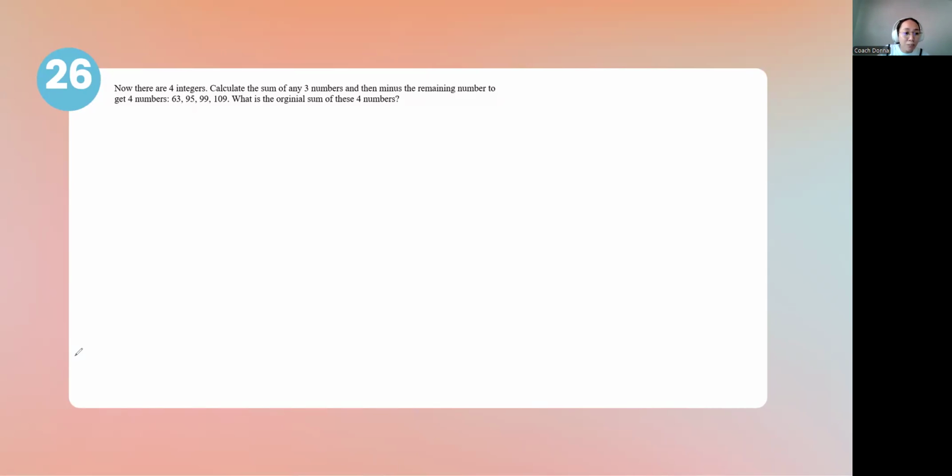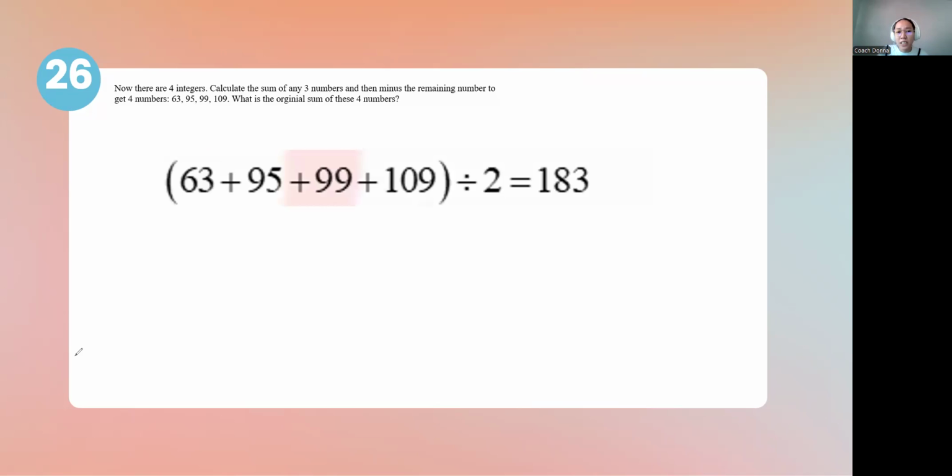So for number 26, this is our solution to get the answer. 63 plus 95 plus 99 plus 109, and then divide that by 2. You will get 183 as an answer. That is now the original sum of the four numbers. All right? Proceeding to number 27. If you have no questions, in the chat box, please. None so far?